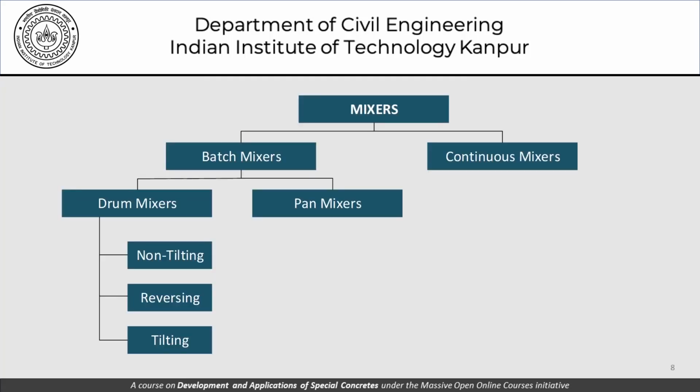As far as mixers are concerned, there are basically 2 types of mixers: batch mixers and continuous mixers. As far as batch mixers are concerned, there are 2 types: the drum mixers and the pan mixers. Within the drum mixers, there are non-tilting, reversing, and tilting types of mixers. We'll do a brief discussion about some of these mixers, but it will be interesting for you to actually look at the pictures and also the performances of some of these mixers from the literature which is available on the internet.